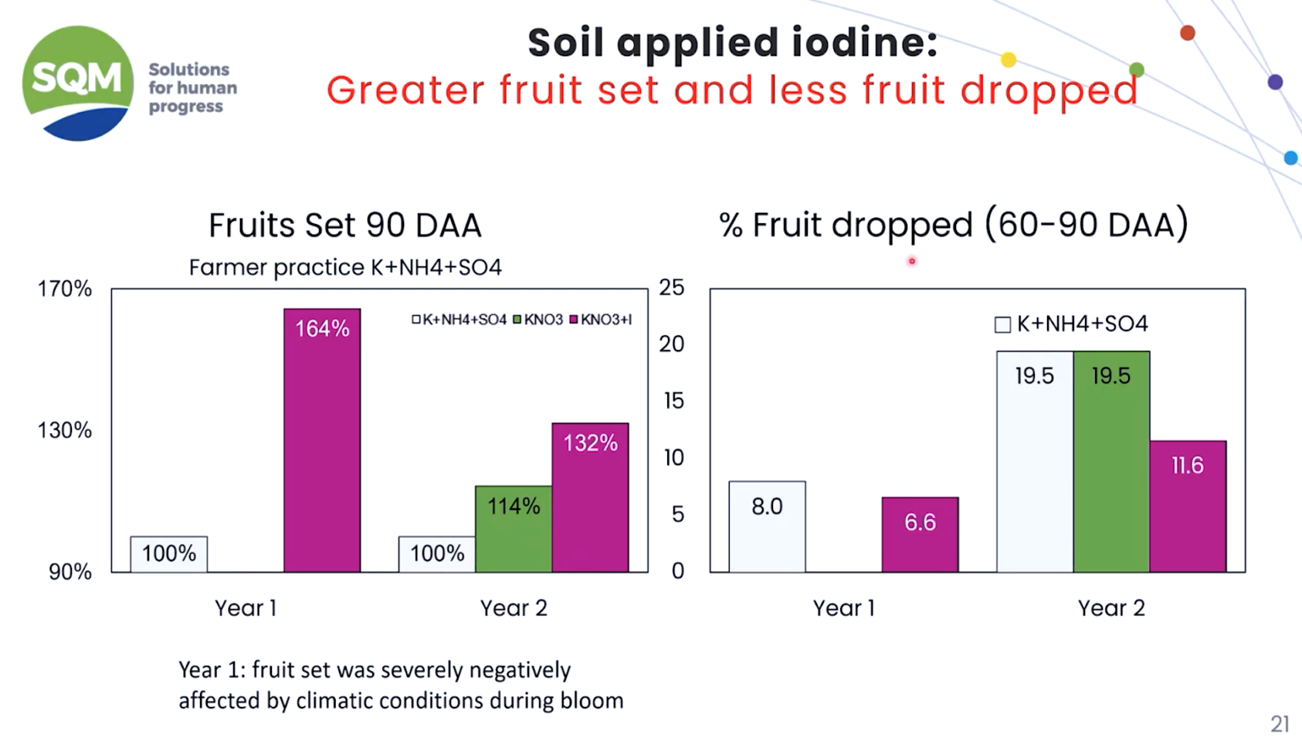We also looked at the fruit drop. It was a little bit lower in year 1, but there were hardly any fruits on the tree to drop, so I really do not want to draw any conclusion based on this one. But from the second year here, you see that iodine actually helped to reduce the fruit drop in that period, while there was no difference between the two potassium sources. So here's something special iodine did, probably related to protection against stress in that orchard.